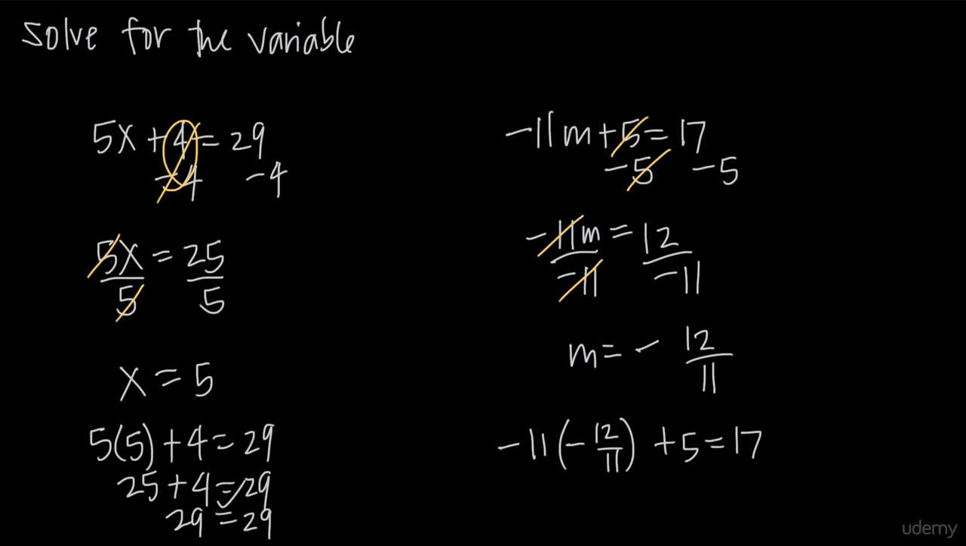So the first thing we see here is that we have a negative times a negative. Those are going to cancel with each other and become positive. Here we have an 11 in the numerator and an 11 in the denominator, so those two will cancel with each other, and we'll just be left with 12 plus 5 equals 17, which we know is 17 equals 17, and we can see that the left-hand and right-hand sides are equal to one another, which means that m equals negative 12 elevenths is in fact a solution to the equation that we were given.